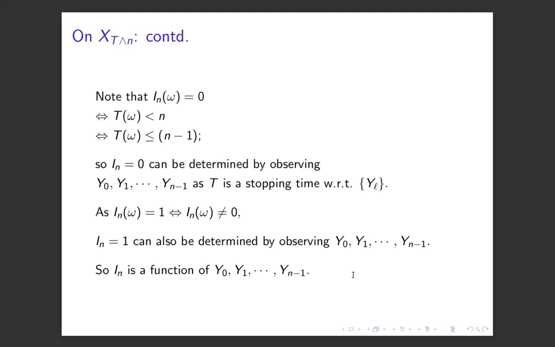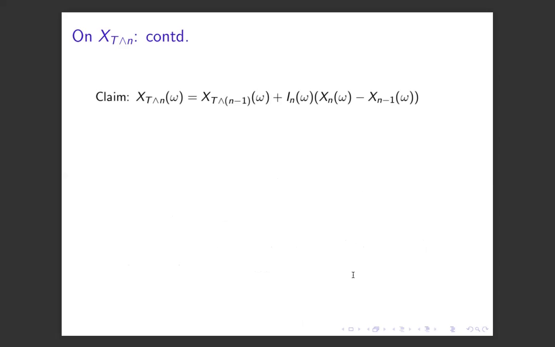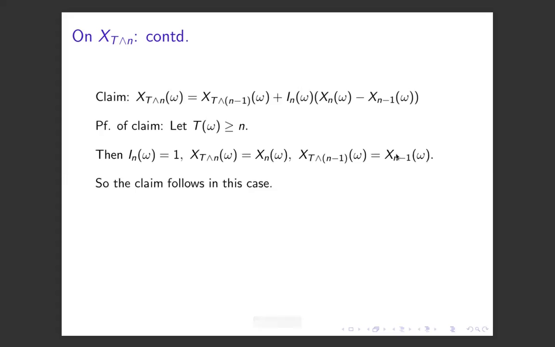Note it down. Okay, yeah. Fairly obvious claim. X sub t wedge n at omega is x sub t wedge n minus 1 omega plus I sub n omega of the difference. I think it is pretty obvious with the way we have defined I sub n omega. Anyway, proof.